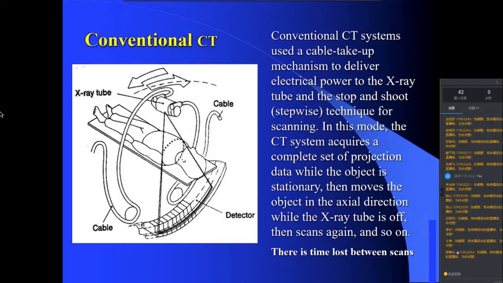This slide shows you the conventional CT. Conventional CT systems use a cable take-up mechanism to deliver electrical power to the X-ray tube, and the stop and shoot technique is used for scanning. In this mode, the CT system acquires a complete set of projection data while the object is stationary, then moves the object in the Z direction while the X-ray tube is off, then scans again, and so on. And there is a time loss between scans. This is the oldest type of CT.